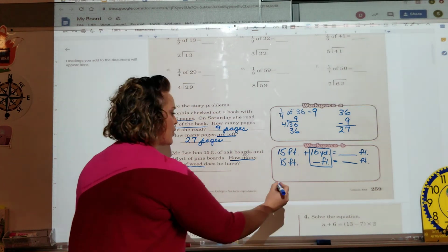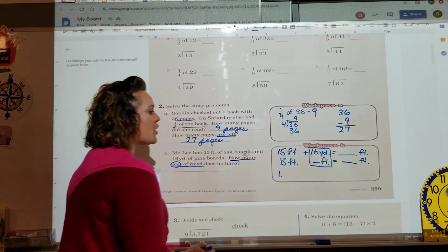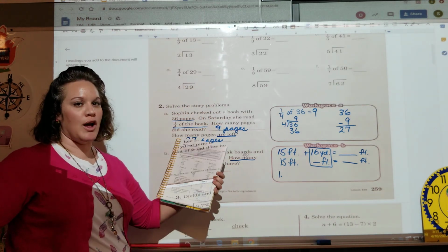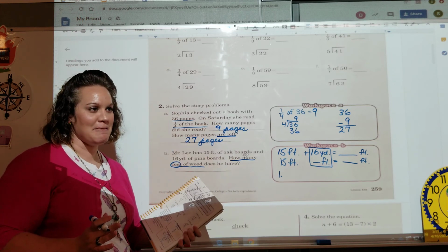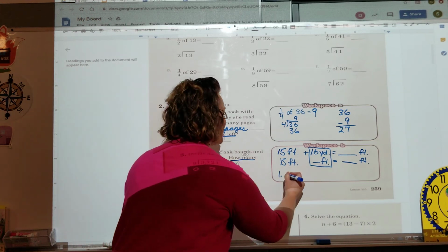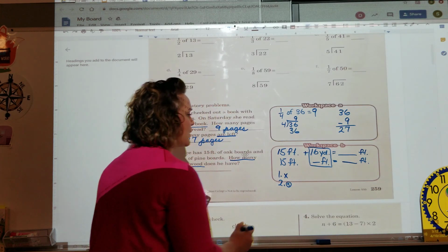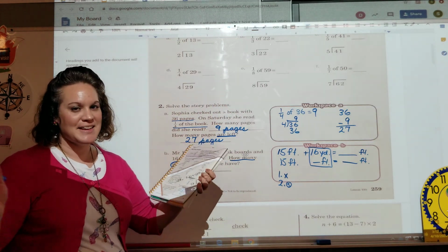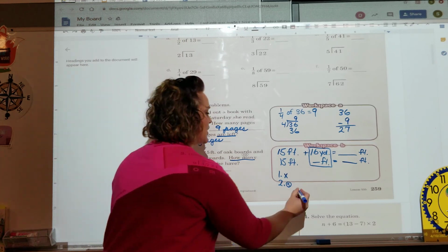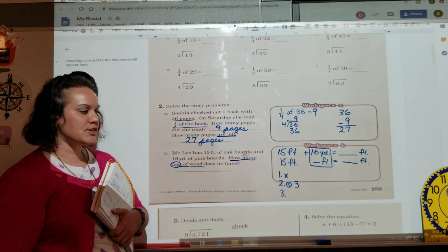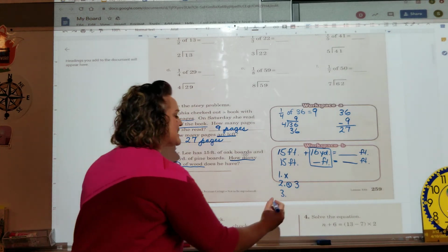So step number 1, we're going from yards down to feet. When we do larger to smaller, we multiply. Step number 2, we're looking for the special number. When we go from yards to feet, our special number is 3. You've got it. And then our third step, we're going to go ahead and do that.